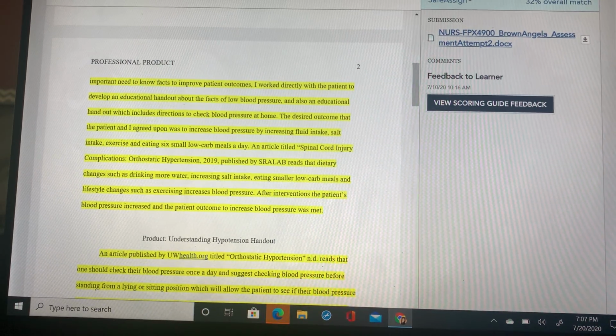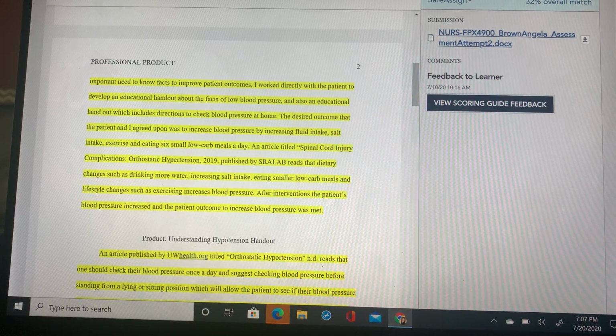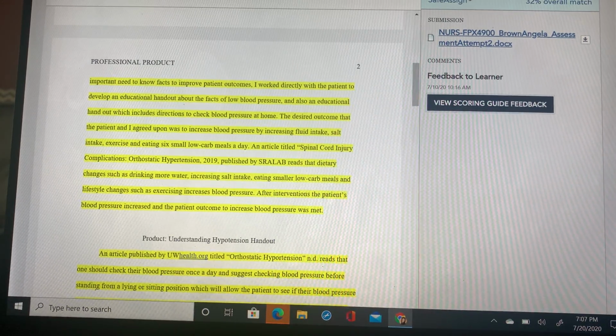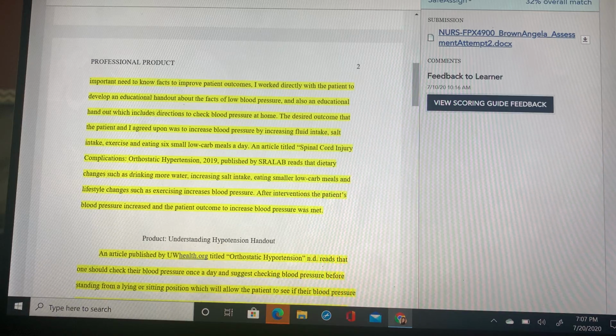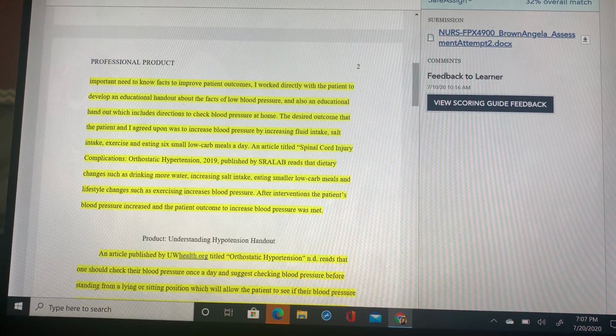An article titled Spinal Cord Injury Complications, Orthostatic Hypertension 2019, published by SRALAB, reads that dietary changes such as drinking more water, increasing salt intake, eating smaller low-carb meals, and lifestyle changes such as exercising increases blood pressure. After interventions, the patient's blood pressure increased and the patient's outcome to increase blood pressure was met.